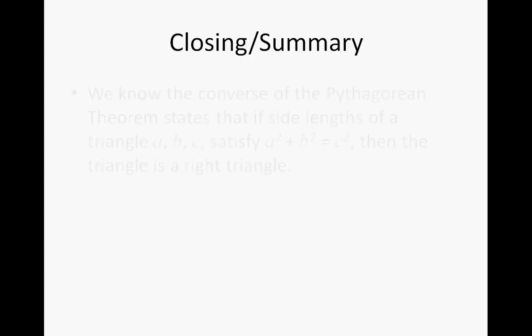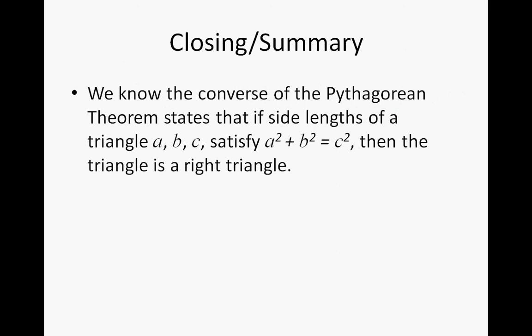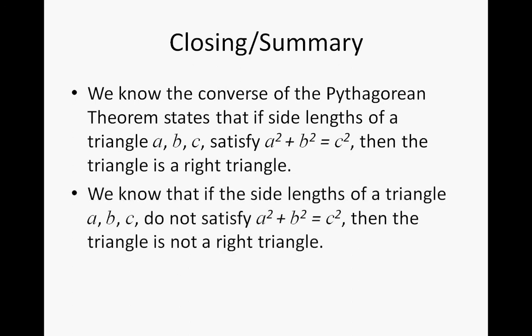All right, so let's wrap this up. We know the converse of the Pythagorean theorem states that if side lengths of a triangle, A, B, and C, satisfy the equation a squared plus b squared equals c squared, then the triangle is a right triangle. We know that if the side lengths of a triangle ABC do not satisfy a squared plus b squared equals c squared, then the triangle is not a right triangle.